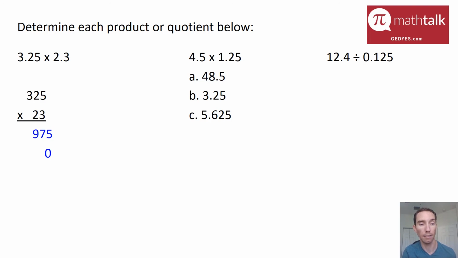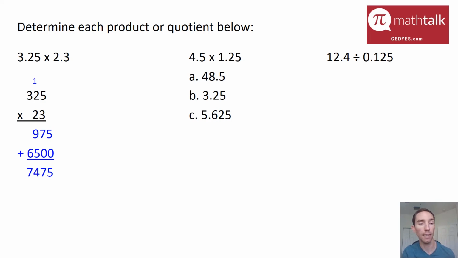2 times 5 is 10, carry the 1. 2 times 2 is 4, plus 1 is 5. And 2 times 3 is 6. All right, now I've multiplied all my digits. I'm going to go ahead and add the two numbers together. I get 7475.